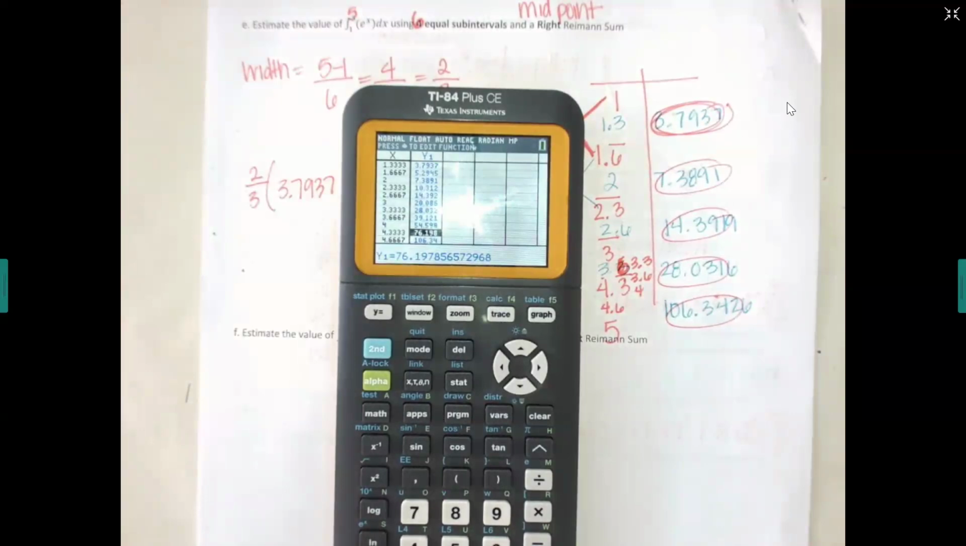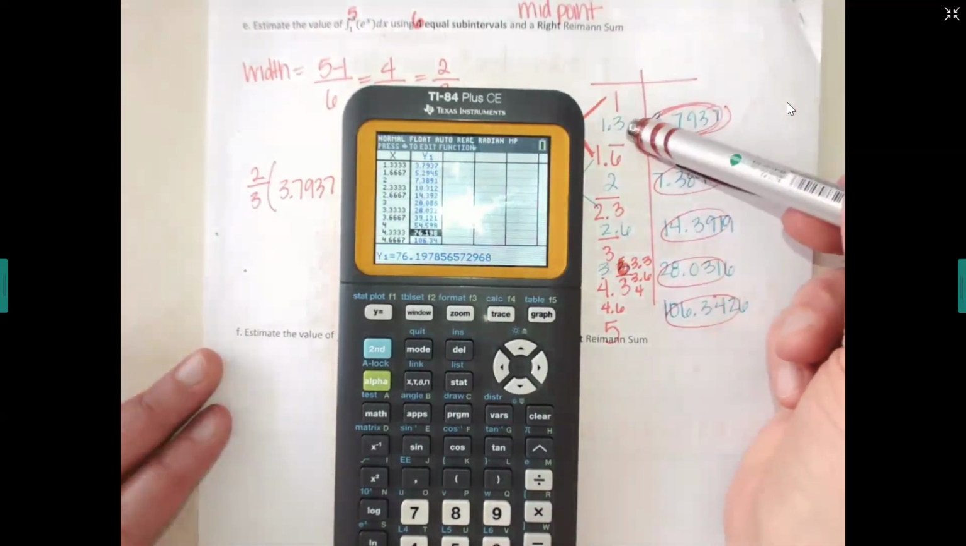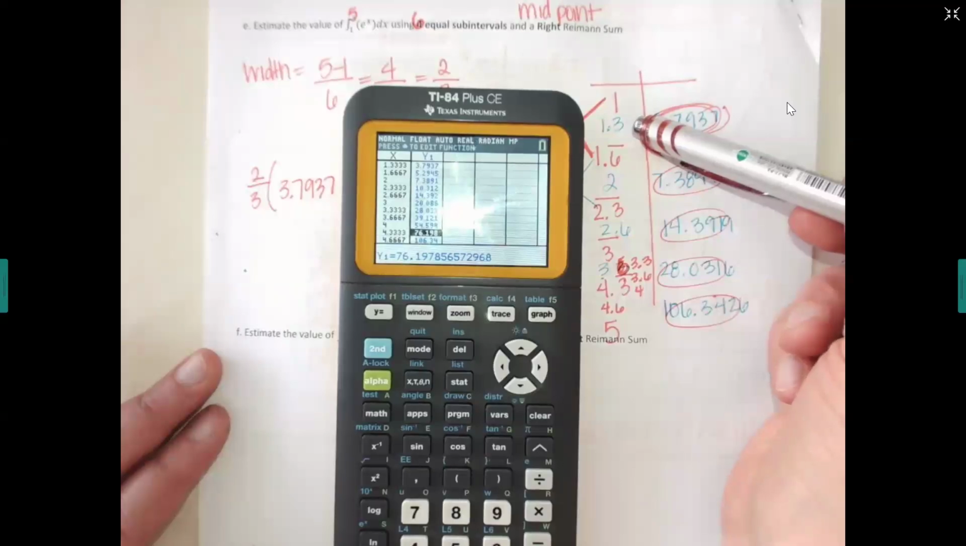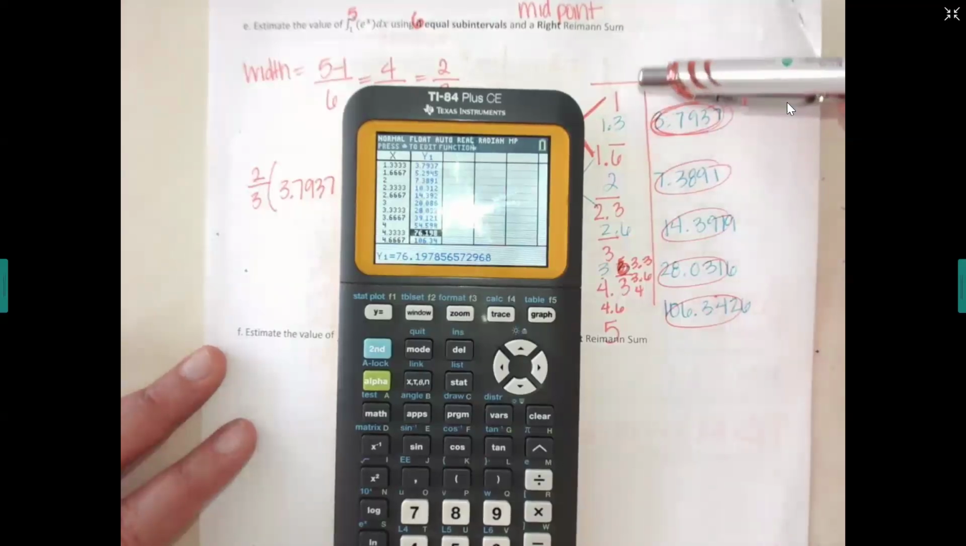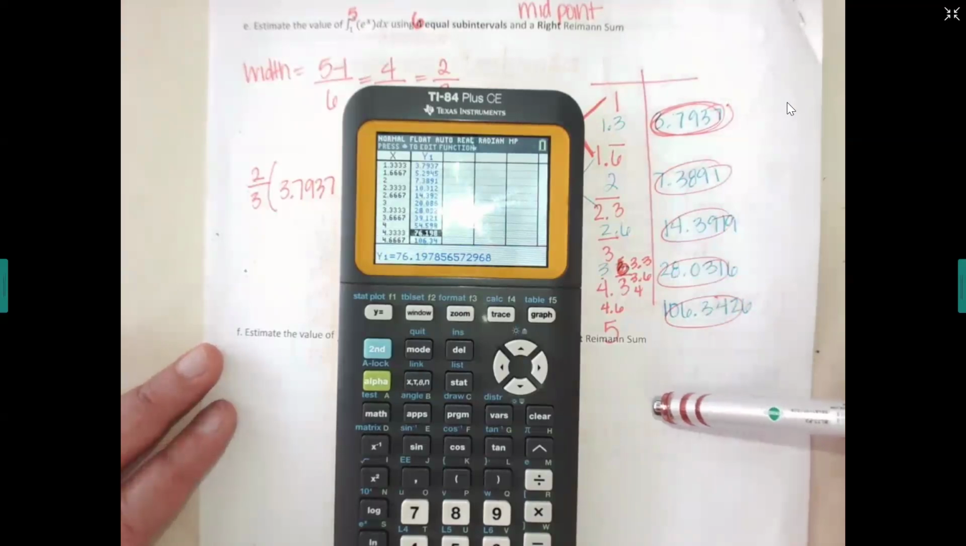Why did we count by 0.3 instead of 2/3? Yeah. The reason why is because for a midpoint sum, you have to skip one in the middle to use its Y value.